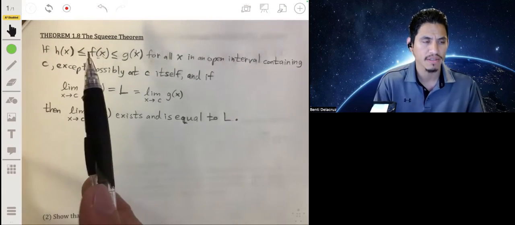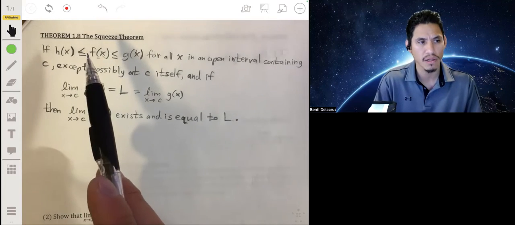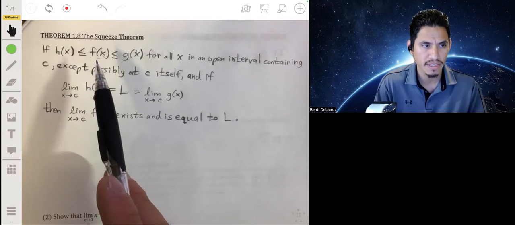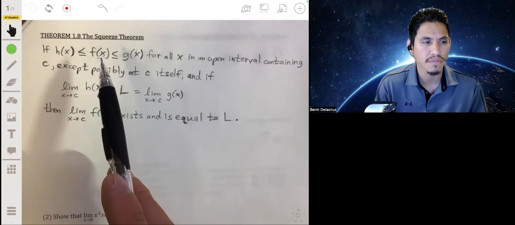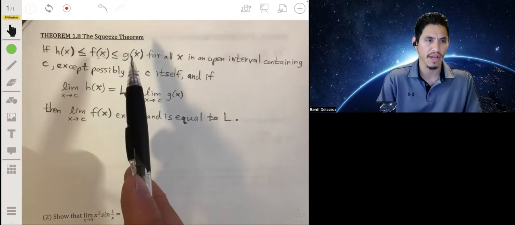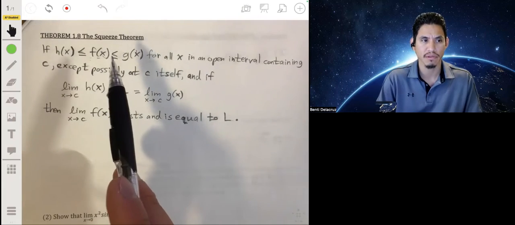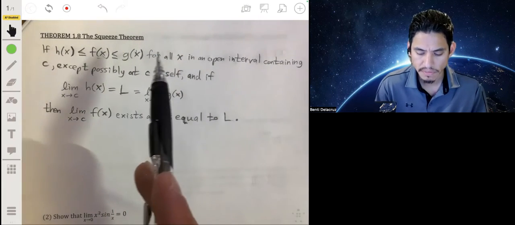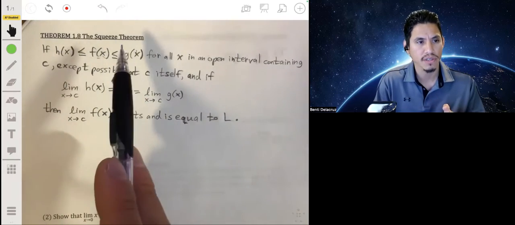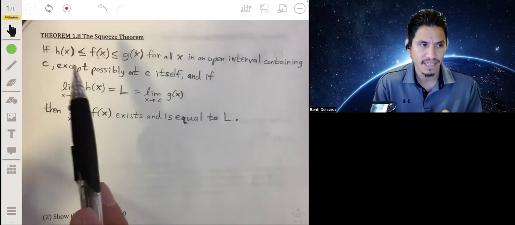and g of x, where h of x is always going to be smaller than all of them, or at the most, it may be equal to f of x, and f of x will always be greater than or equal to h of x, but always smaller than or equal to g of x, and g of x will always be greater than all of them, or at the most, it may be equal to f of x. So these three functions are always going to hold this inequality for all x in some open interval that contains some point c.